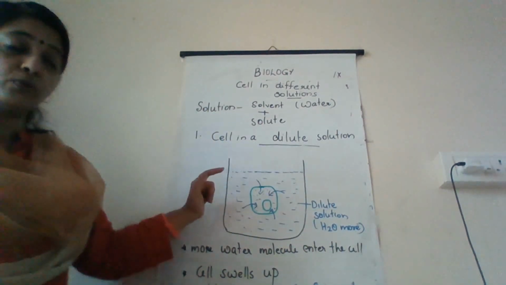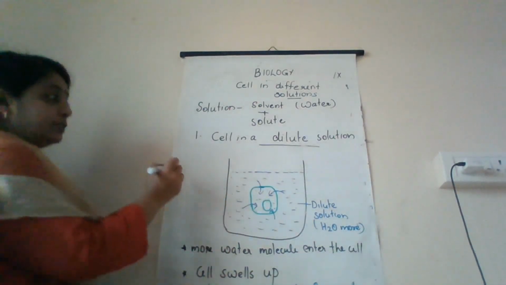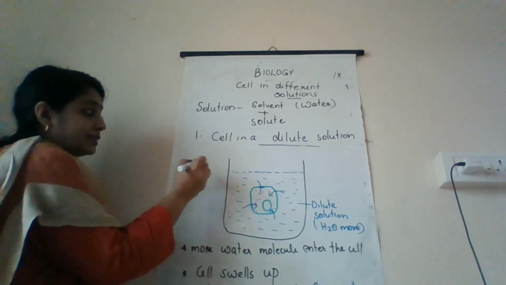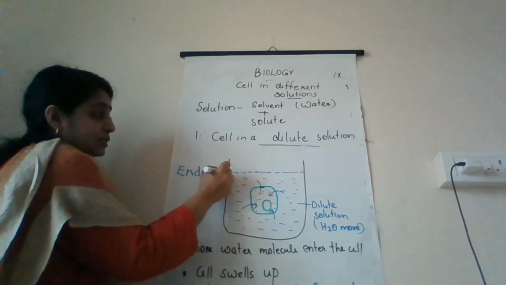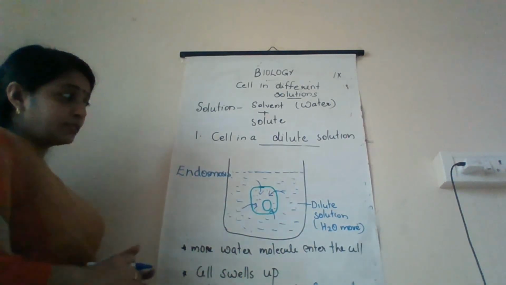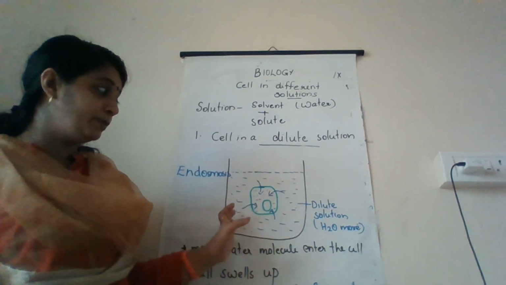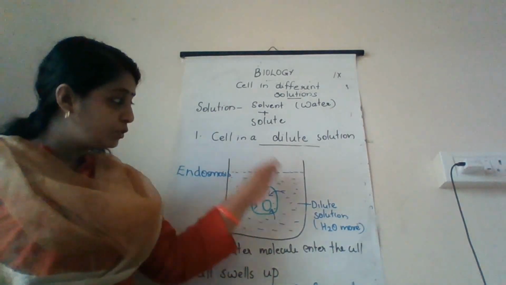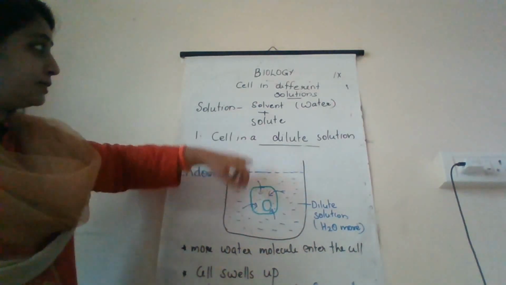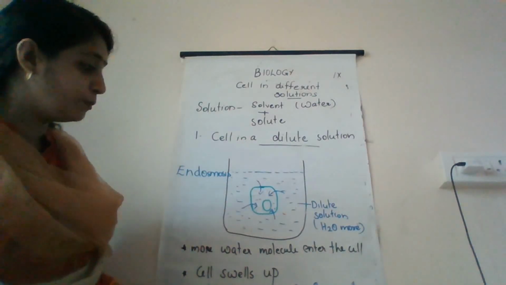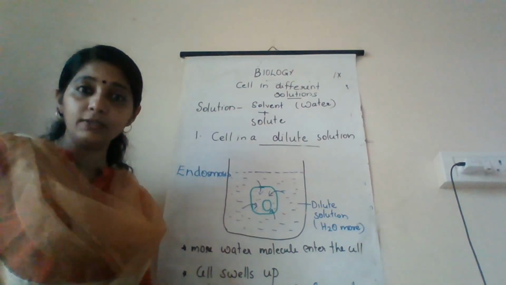Such type of osmosis we call endosmosis, where the water moves inside the cell. So endosmosis is the process by which the water molecules move from a region of higher concentration to inside the cell. And such a type of solution which is very dilute, we call a hypotonic solution.